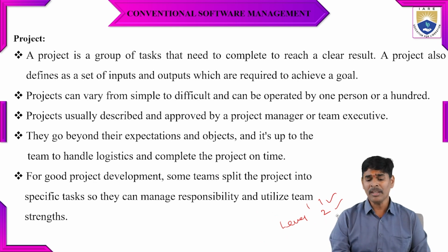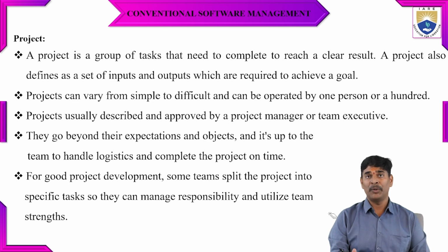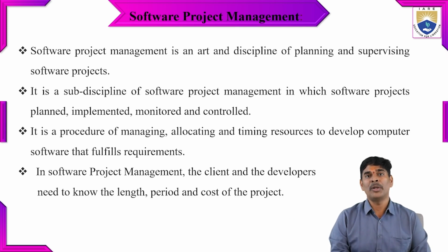Based upon these levels, they assign the task or the module to each and every level. Coming to software project management, what is meant by software project management? Software project management is the art and discipline of planning and supervising software projects. So in software project management, we mainly require planning to segregate the projects accordingly. It is a sub-discipline of project management in which software projects are planned, implemented, monitored and controlled.